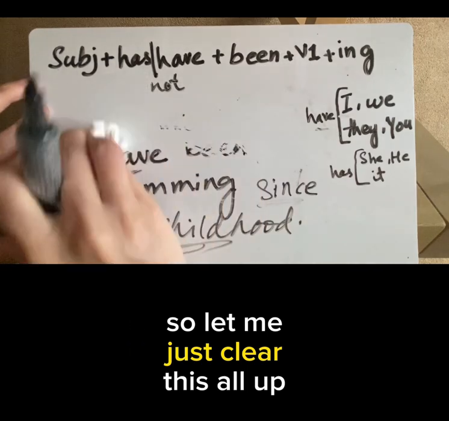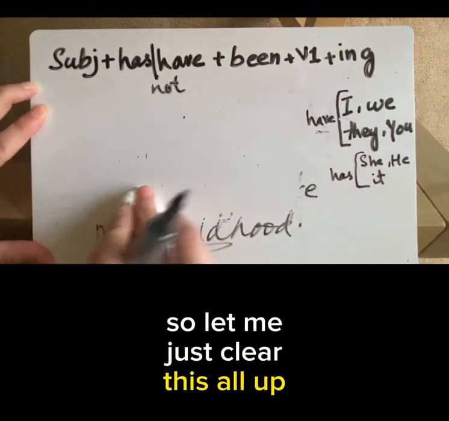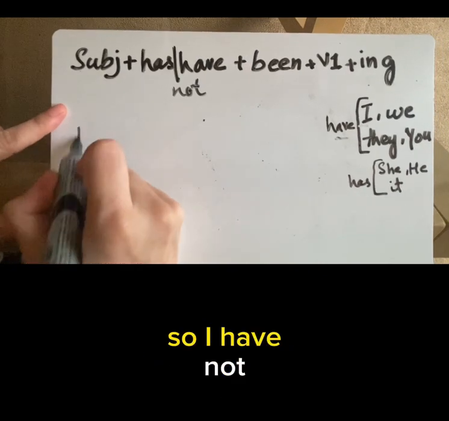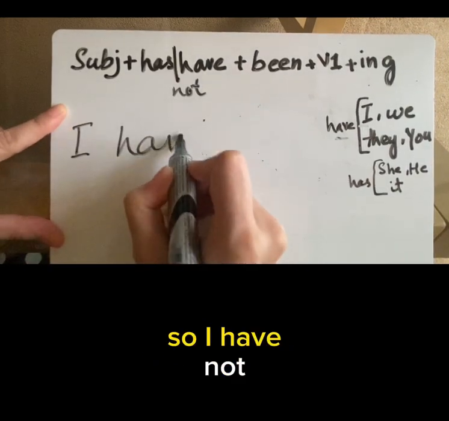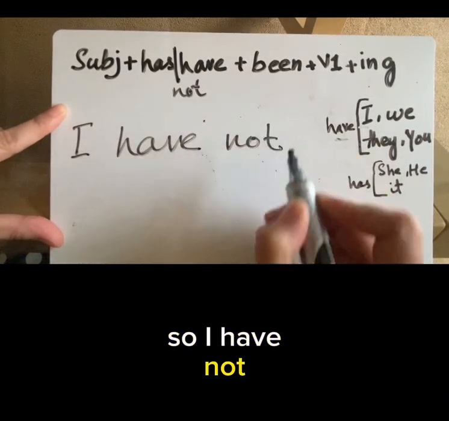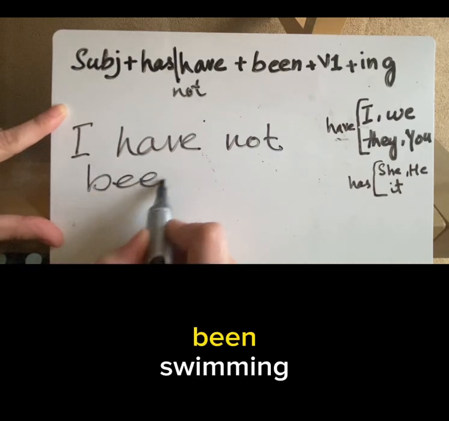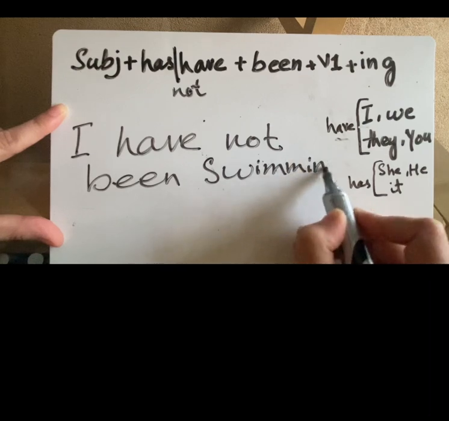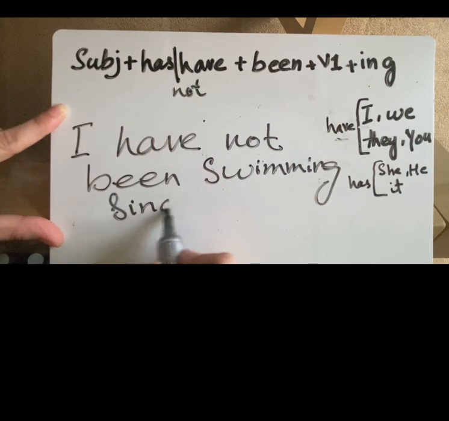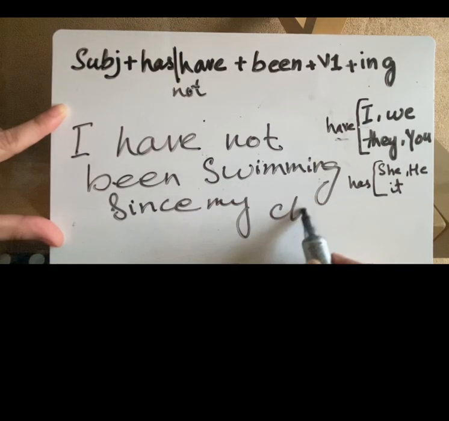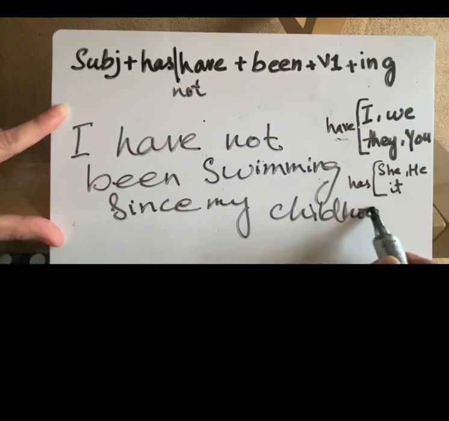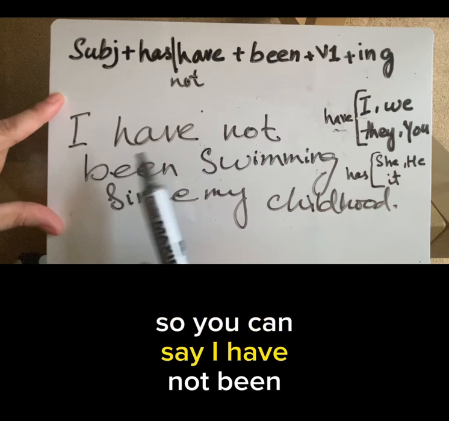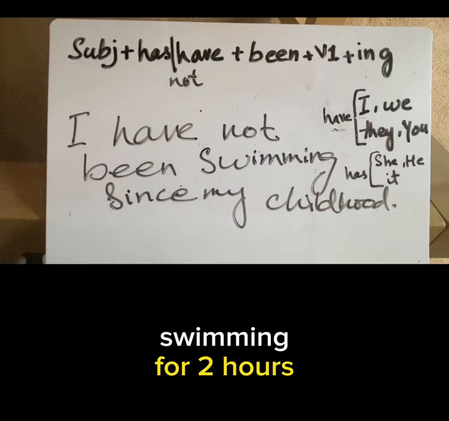So let me just clear this all up and write it down neatly for you. So I have not been swimming since my childhood. Or if the sentence is with for, so you can say I have not been swimming for 2 hours.